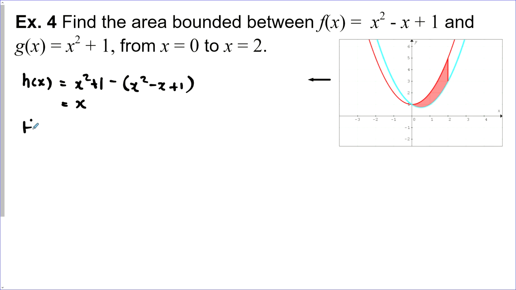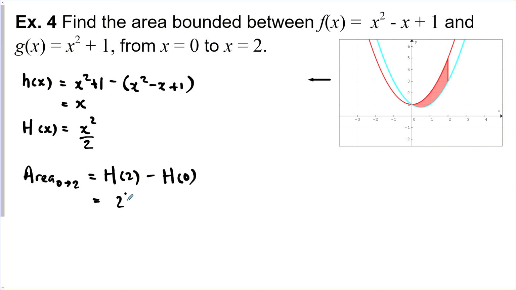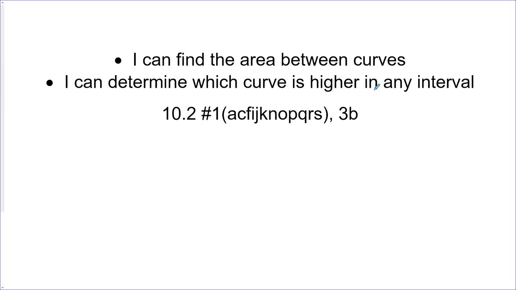Now I can take the antiderivative of that, which would just be x squared over 2. And I can find the area from 0 to 2 of h of x, which would be h at 2 minus h at 0. So 2 squared over 2 minus 0 squared over 2 equals 4 over 2, or 2 square units. You should be able to find area between curves and also determine which curve is higher in any interval.